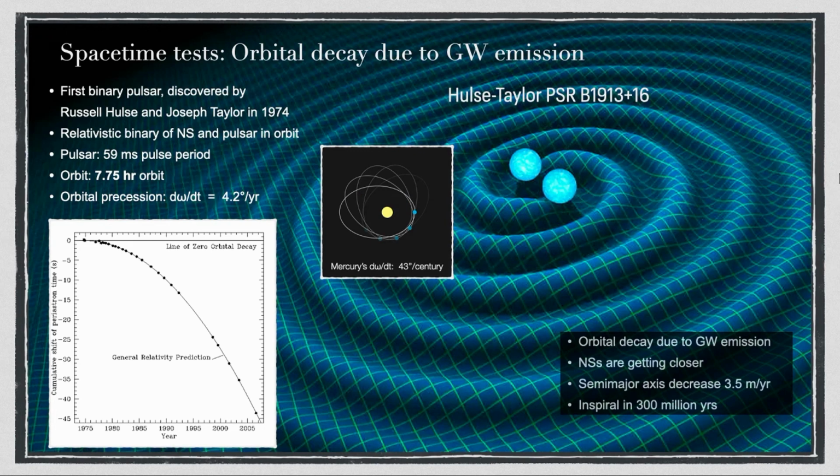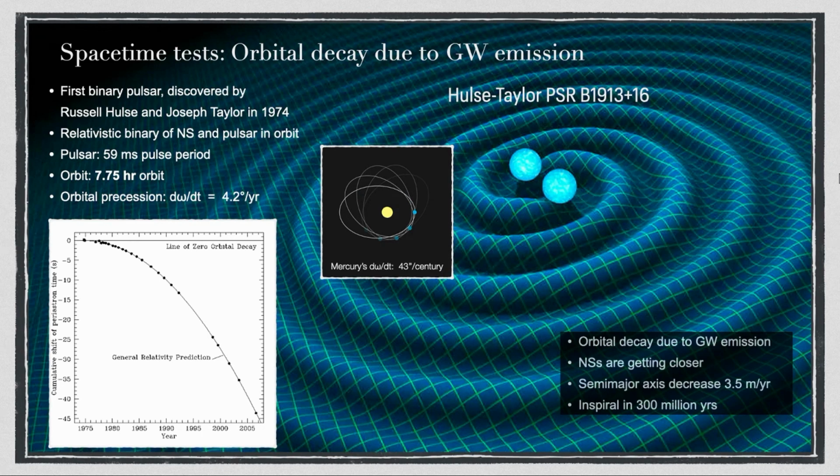So they were actually also just incredibly lucky to have discovered a pulsar. So there's a pulsar that has a 59 millisecond pulse period. So you can hear it's a very fast pulsar. It's very stable. I can time it very well. And it's in orbit with a neutron star. And so in orbit with another gravitationally heavy object, and it's in quite a short orbit, so a 7.7 hour orbit. And so they measured an orbital precession for this of about 4.2 degrees per year.